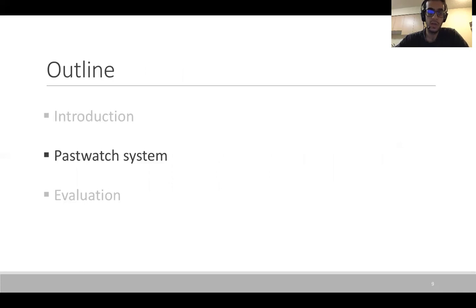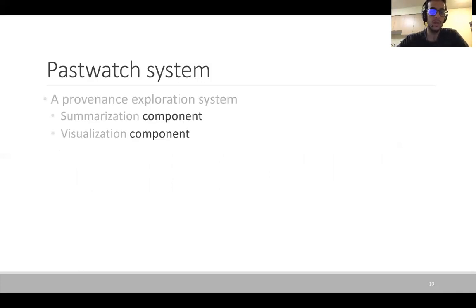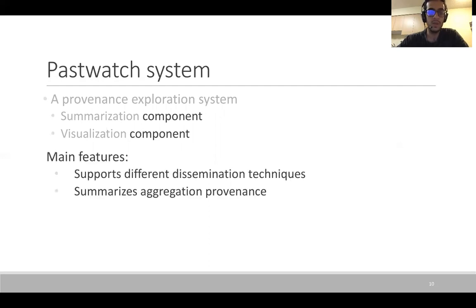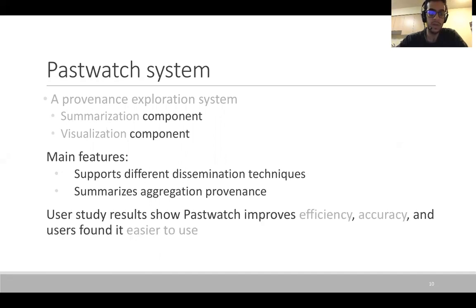So now we dive into our system, which we call Pastwatch, a provenance exploration system with two main components: a summarization component as well as a visualization component. It has two main features: it supports different dissemination techniques of provenance information, as well as summarizing aggregation provenance, or provenance for aggregation queries. User study results show Pastwatch improves efficiency, accuracy, and users found it easier to use.